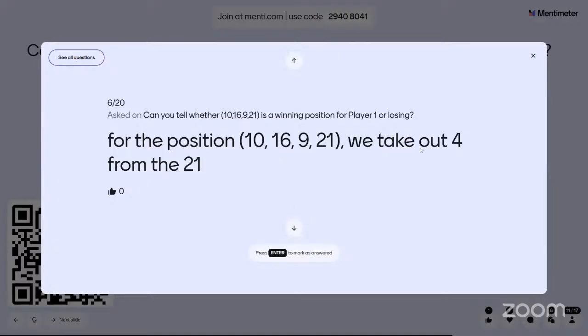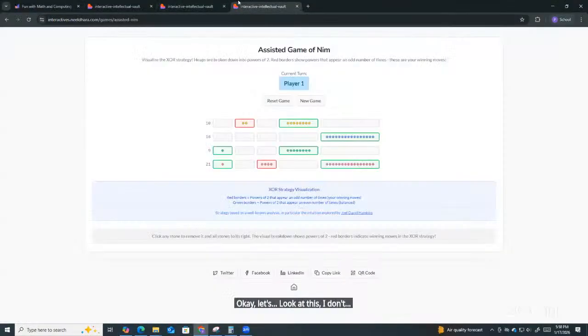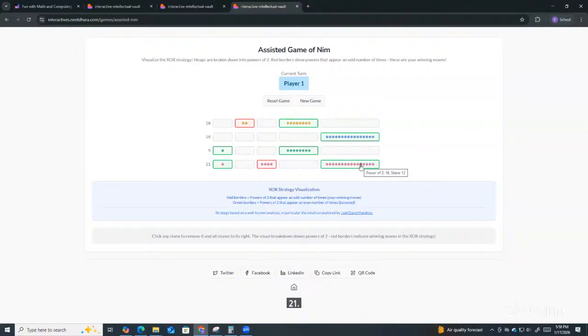For the position, then we take out 4 from the 21. Okay, let's look at this. You are saying you take 4 out of 21, but if you take 4 out of 21, then the 16 will become imbalanced. So it will not be a good strategy to take 4 from 21. I don't think this will work.